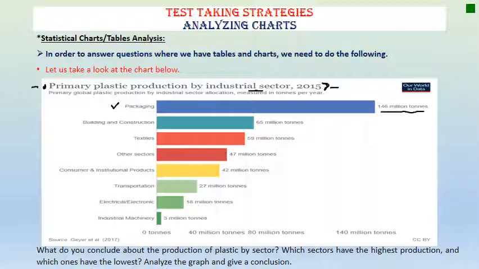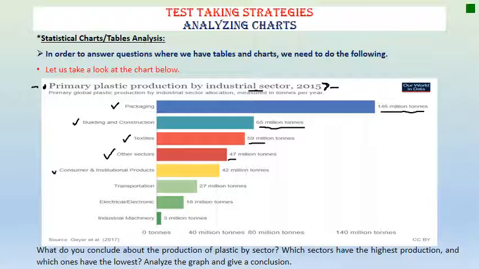So it's 146,000 million kilos. Okay. Now, building and construction, how much plastic do they produce? 65 million tons. So we note already that packaging produces the most plastic, followed by building and construction. Now we're going less. Textiles, cloth, what we wear, textiles, 59 million tons. Other sectors, they did not specify, 47 million tons.